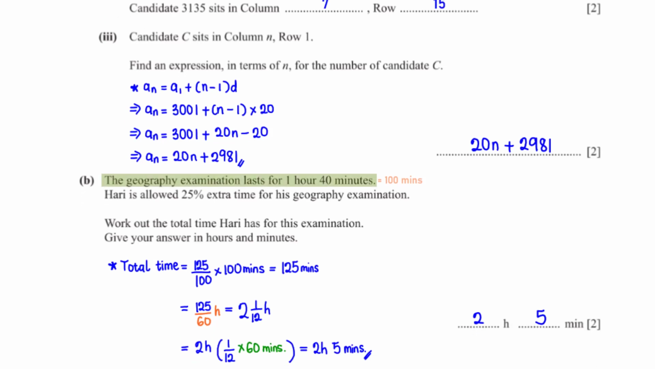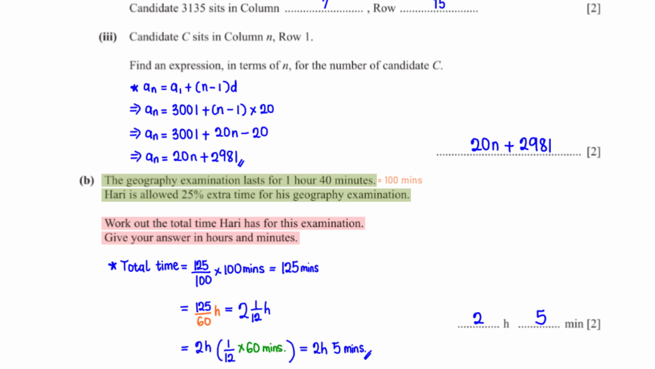The geography examination lasts for 1 hour 40 minutes. Harry is allowed 25% extra time for his geography examination. Work out the total time Harry has for this examination. Give your answer in hours and minutes. 1 hour is 60 minutes. So 1 hour 40 minutes is 60 plus 40 minutes, which is 100 minutes.